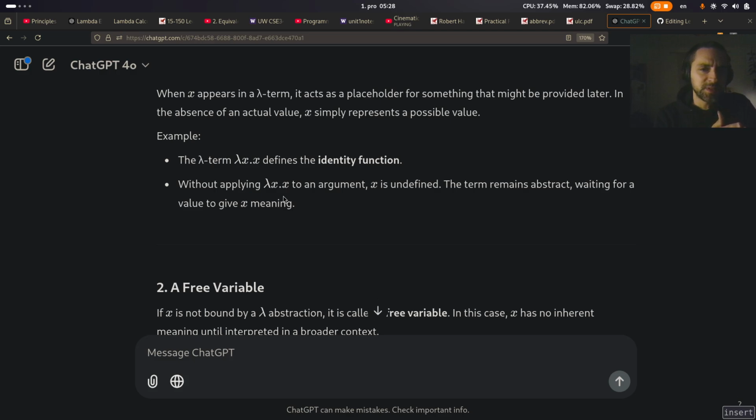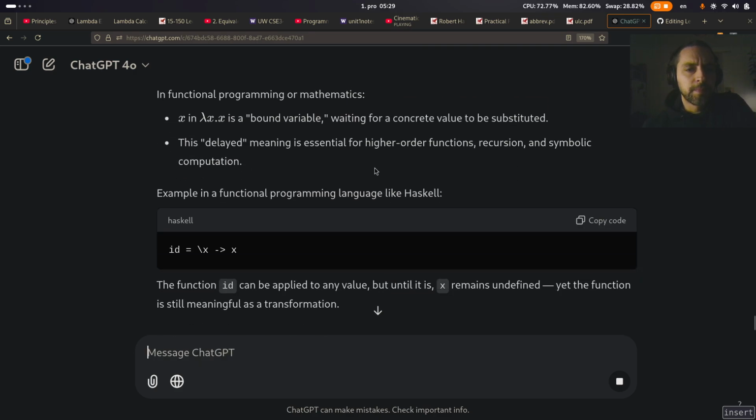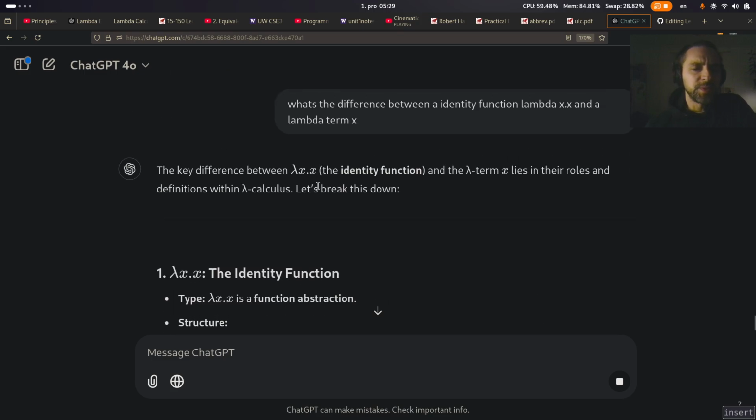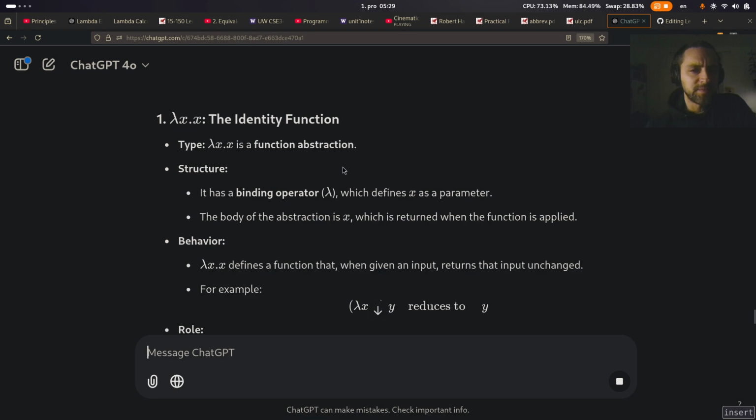But we have identity function and we have a lambda term. So what's the difference between an identity function lambda x dot x and a lambda term x? The key difference between lambda x dot x, the identity function, and the lambda term x lies in their roles. So the identity is a function abstraction.